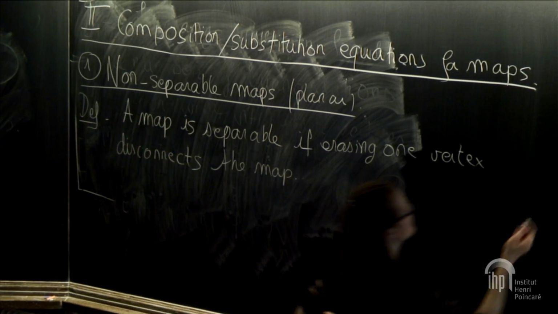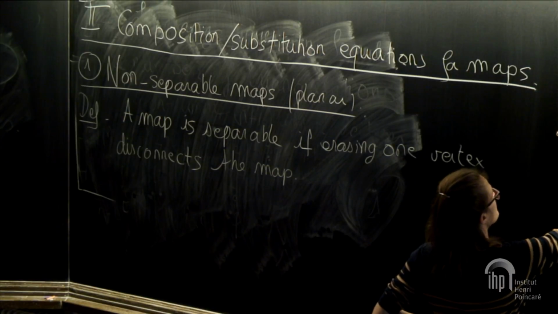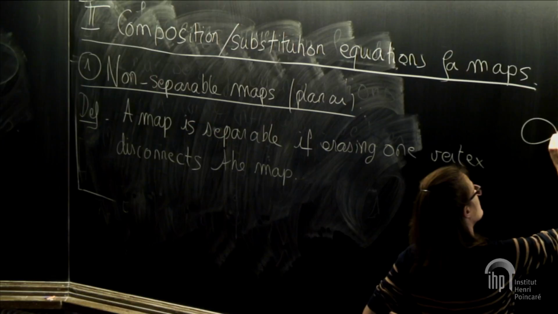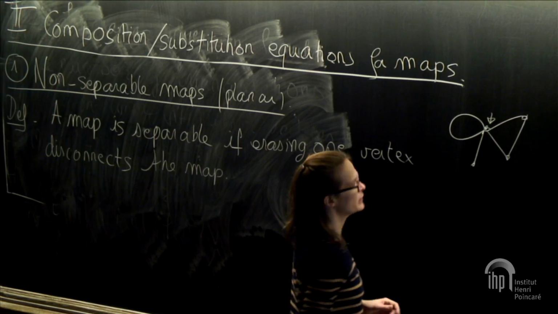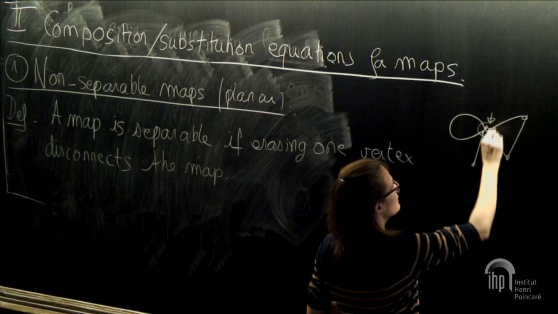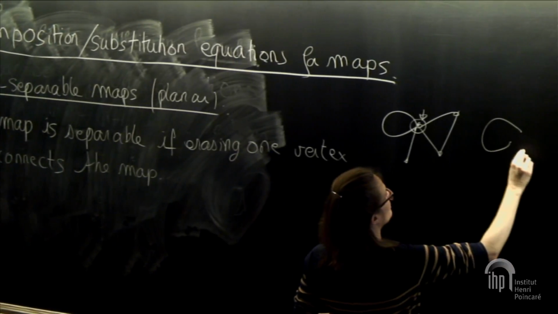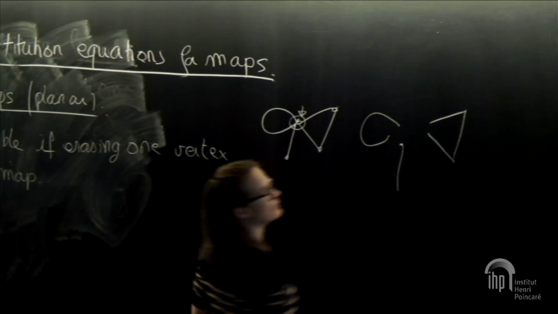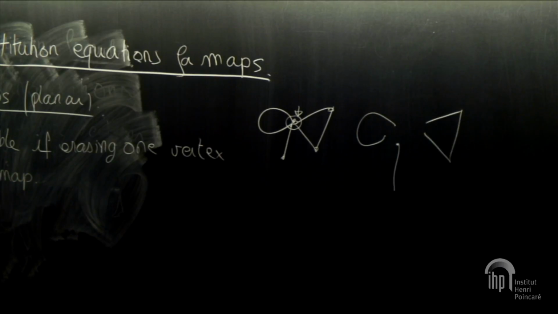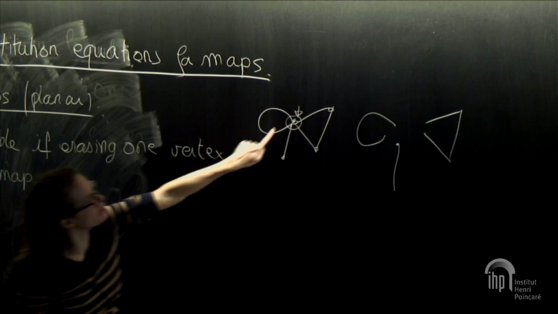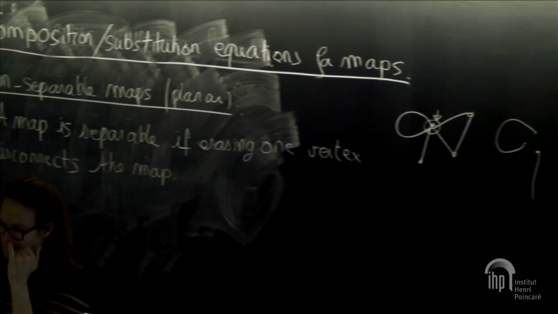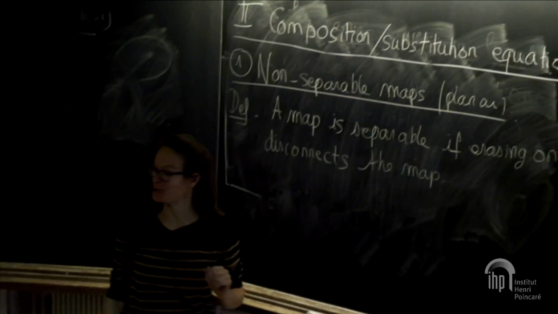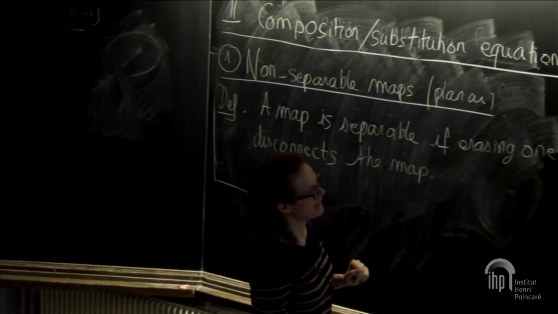So here's one example. Typically what it means is that you have a cut vertex. So this is a cut vertex. If I erase it, I get 3 pieces. So this map is separable. I keep the edges, I erase just this little dot. Sorry? I don't get a map, I just get a picture.